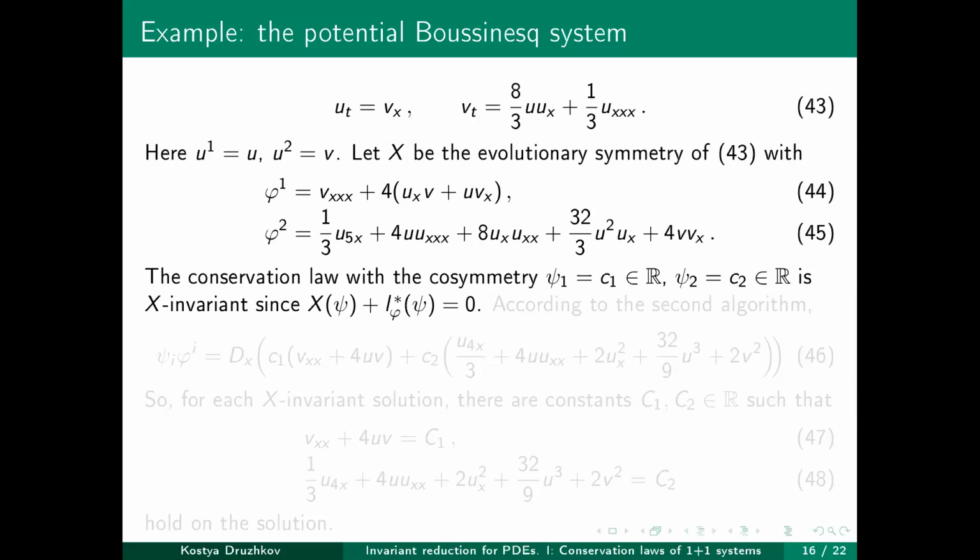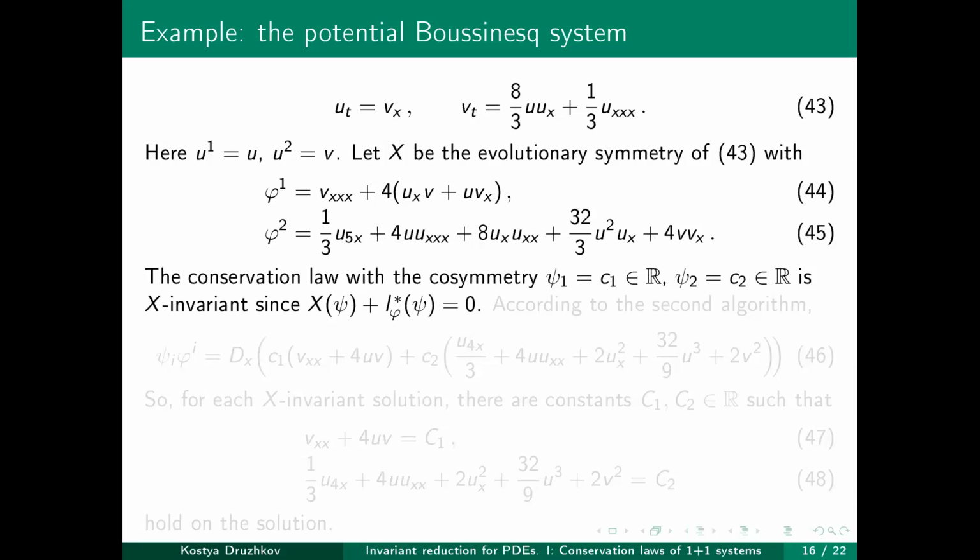I'll consider two examples. Both of them are examples of integrable equations, and they are examples of higher symmetry. But of course, for the algorithm, it's not important whether our system is integrable or not, whether it has higher symmetry, or it's just the contact symmetry rewritten in this form or not. So let's consider the potential Boussinesq system. The system is given by formula 14. Here we use the following notation: U is just Q1 and V is Q2.